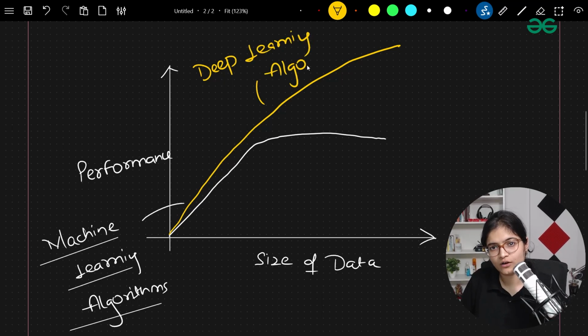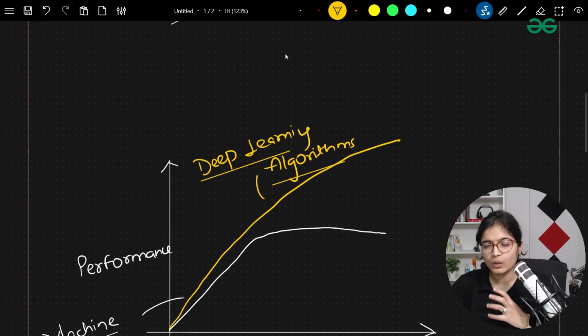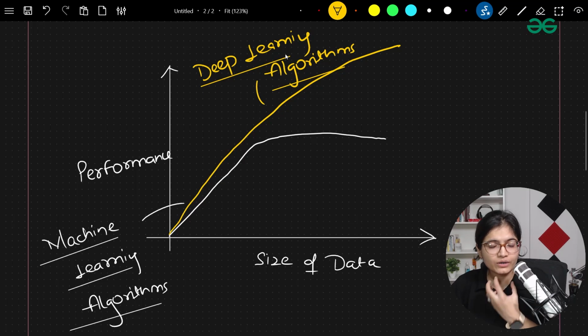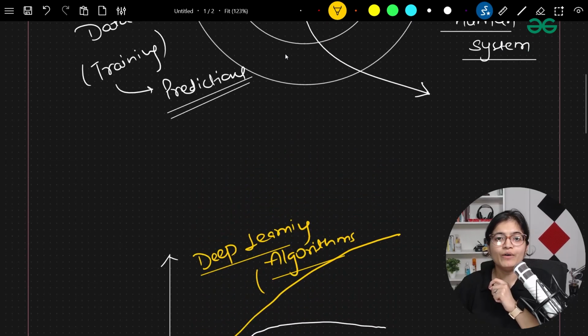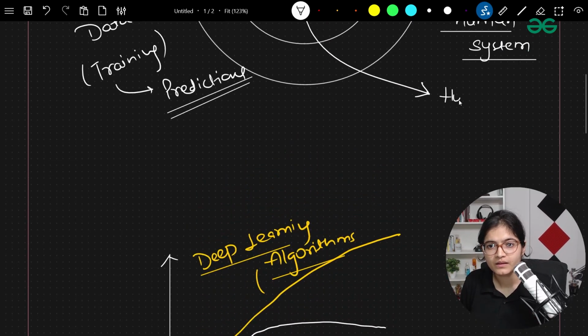Deep learning algorithms. Now, what researchers have observed is that in order to get a good performance, what we want is a huge amount of data, so my model will be able to understand pretty well, right? So deep learning algorithms work like the way our human brain works.